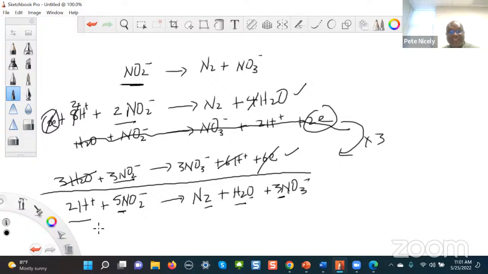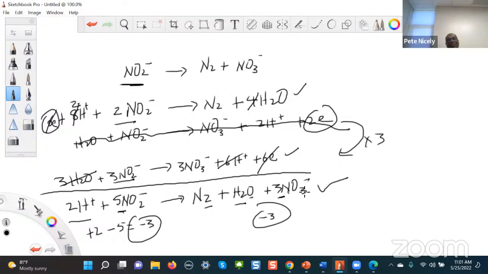And then as far as the charges are concerned, we have plus 2, minus 5, which gives -3. And over here we have -3. So the charges are balanced as well. So this would be the final balanced equation. All right. So that's basically how that is done. Okay, any questions about that one? Any questions?